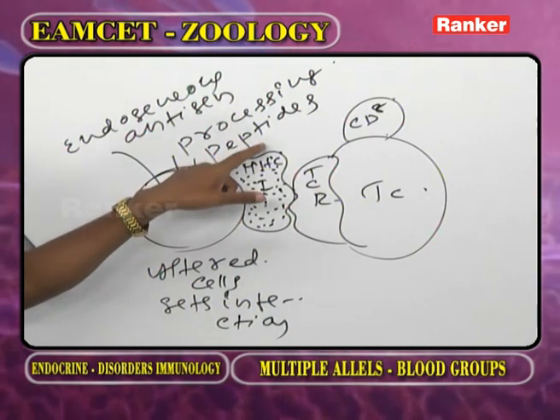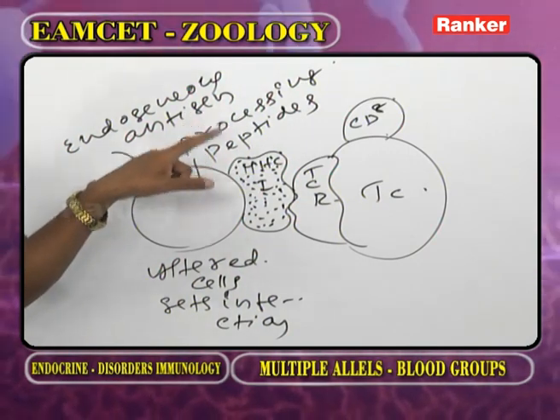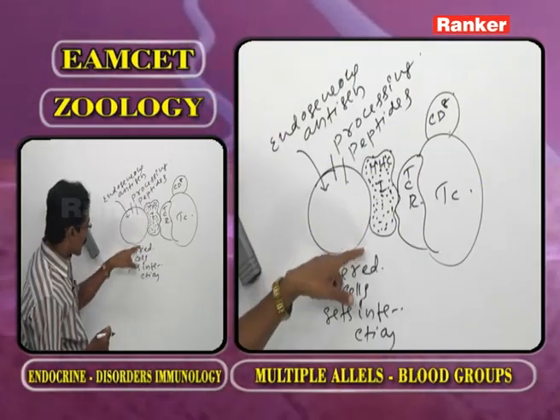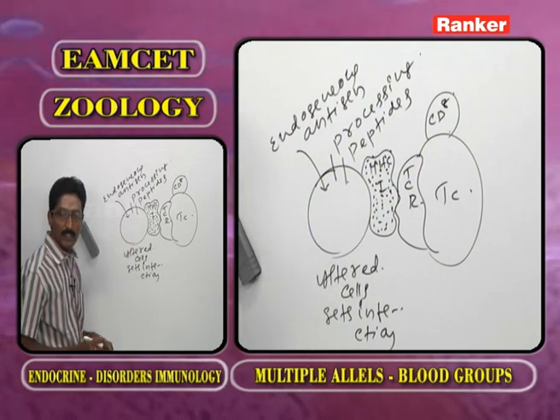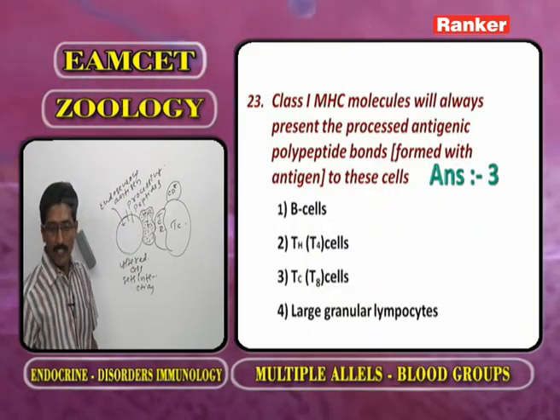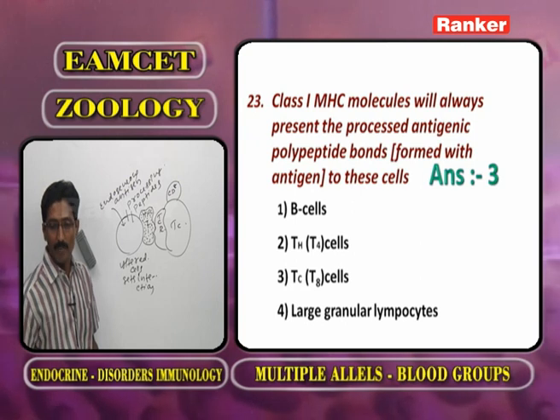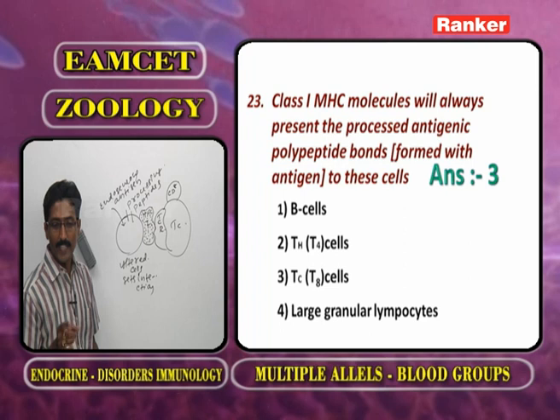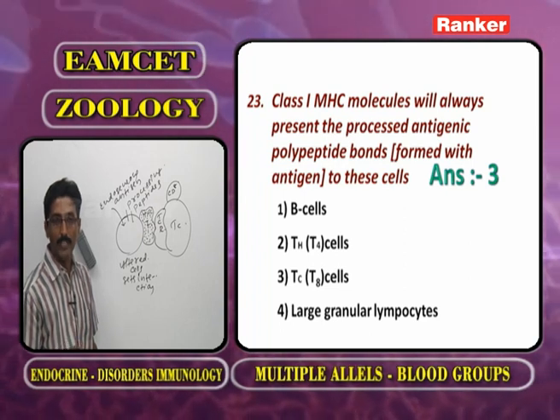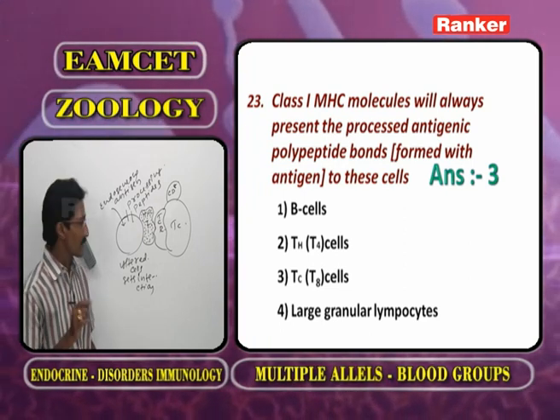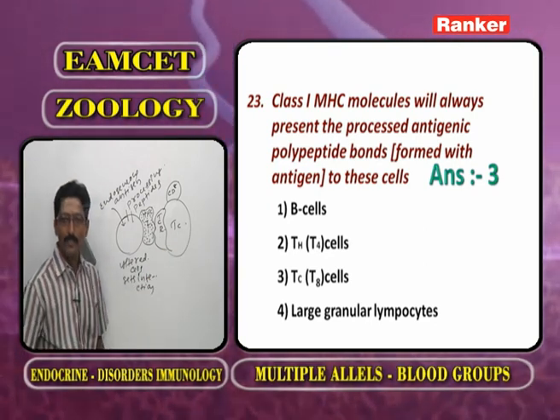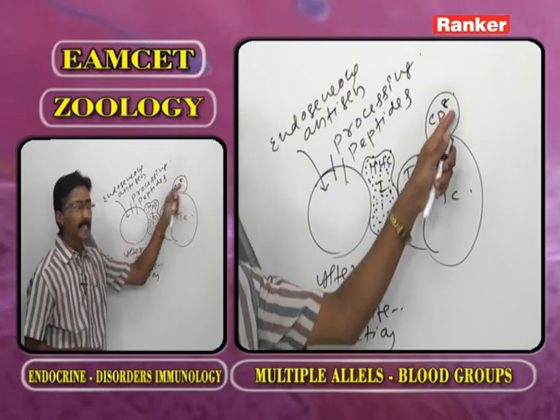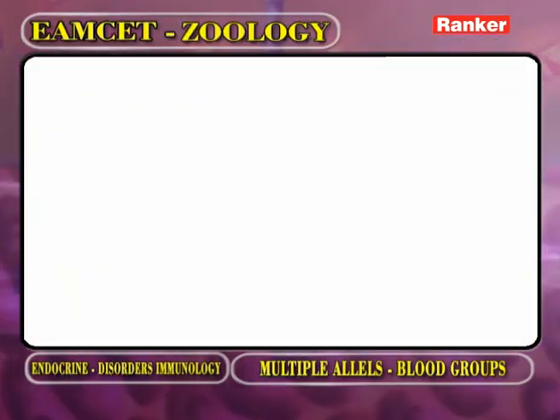Now the TC cell recognizes the peptides of antigen which are present on MHC1 of what type of cell? Altered cell. Now here again the question, class 1 MHC molecules will always present the processed antigenic polypeptide bonds to what type of cells? TC. You have to observe the third option, TC, its marking is CD8. Now the next question.